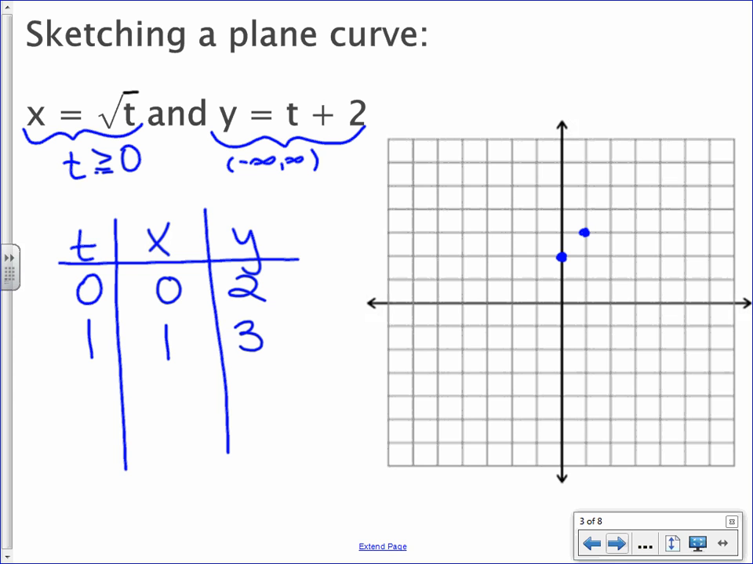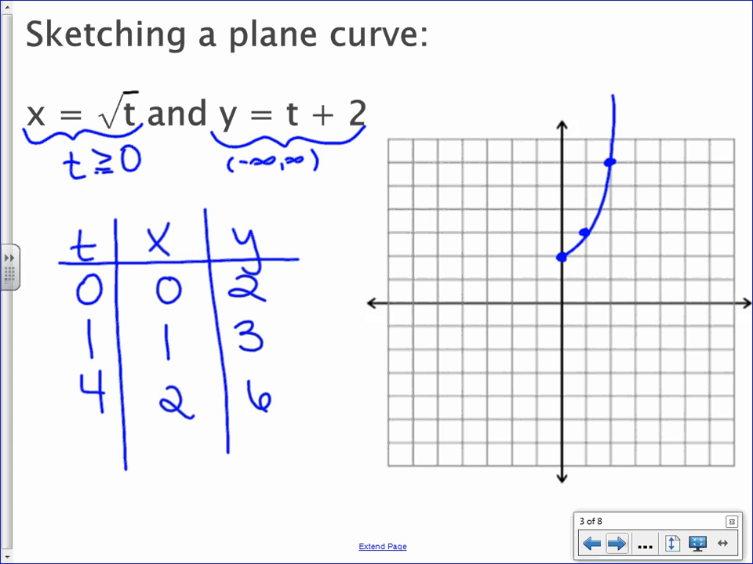Now we can plug in t is 2. Is it going to give us a nice point? No. So it's okay for us to skip plugging in 2. What would the next nice number be to plug in? Let's just go to t is 4. And what would our x be? What would our y be? Then we would have what looks like half of a parabola.